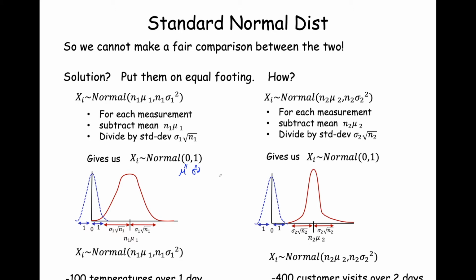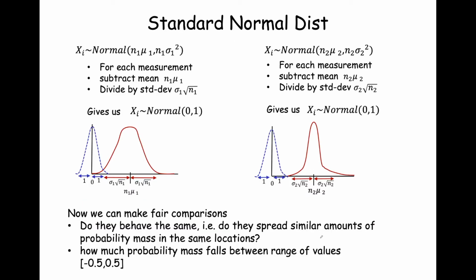Now you've scaled both of these normals down to the same measurement system, and now you can make fair comparisons, even though they started out as samples from a normal on the left-hand side and started out as samples from a Poisson on the right-hand side. Okay, so what types of comparisons might you make? Do they behave the same? Do they spread similar amounts of probability mass in the same locations for that new standard normal transformed form?